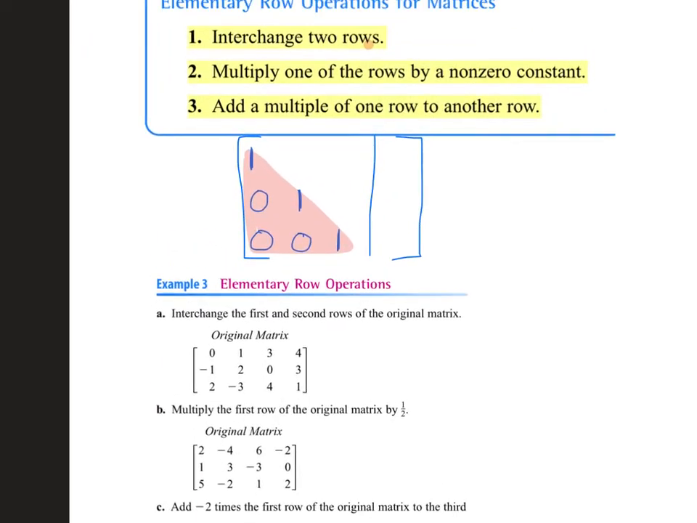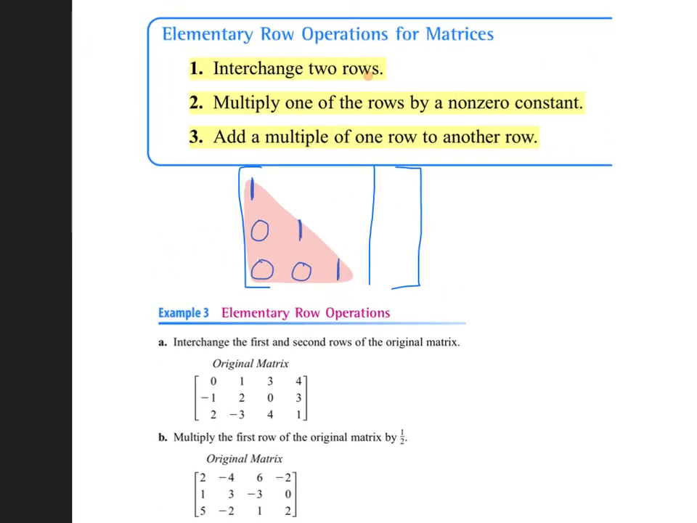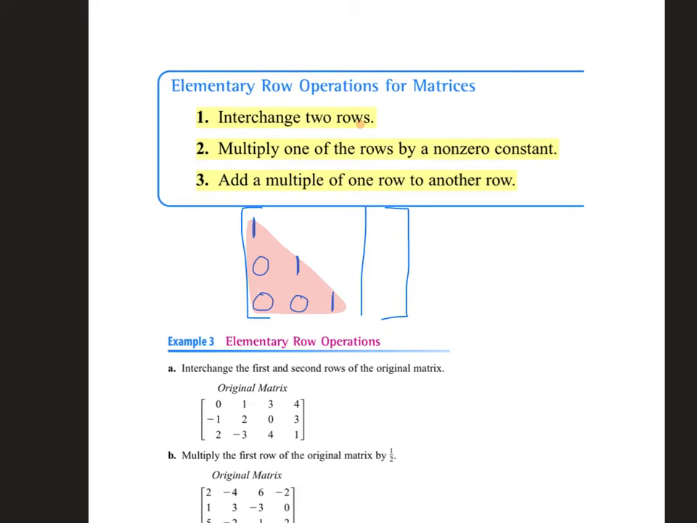Okay, so next we're going to be solving some equations. These are the steps we can follow. We can interchange 2 rows, multiply one of the rows by a non-zero constant, and add a multiple of one row to another row. Our goal is to get our matrix to look like this. We want this little triangle where we have this diagonal of ones and zeros below it. So this is our goal when solving our matrices.